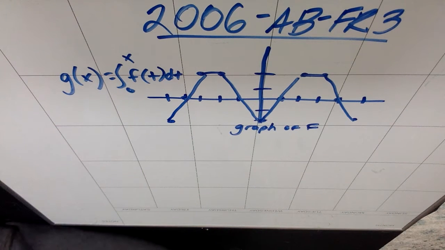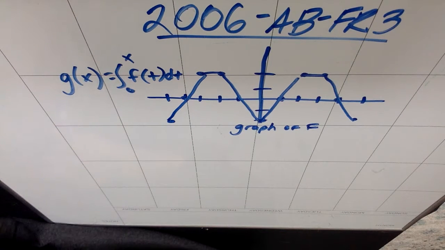We are doing AP review again. This is 2006 AB for response 3. We are given a graph that is these lovely convenient geometric shapes, right? Like they're trapezoids and triangles because it's a bunch of lines. So the graph of the function f is shown here.